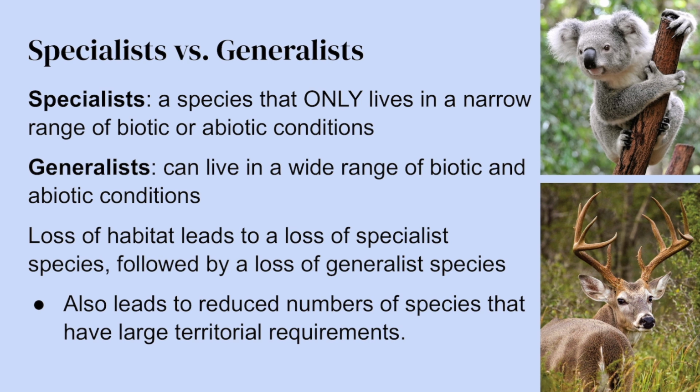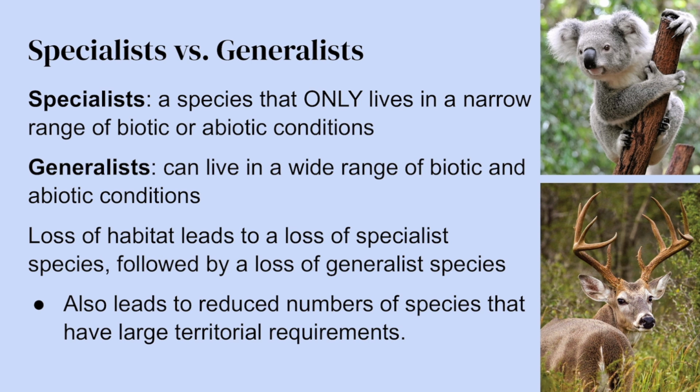Our koala, on the other hand, if they were losing eucalyptus trees, they would be super affected because they really depend on those trees to provide shelter and sustenance or food. The loss of habitat leads to a loss of specialist species first, because generally they require very specific things, and then afterwards generalist species will begin to be affected.